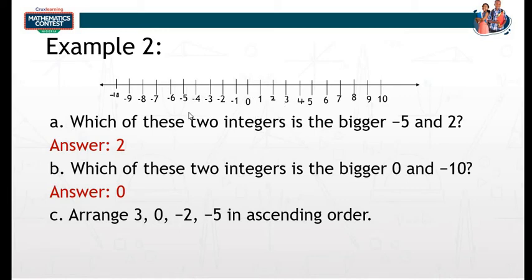So I'm going to pick them that same way. I'll go with minus 5 first, then minus 2, 0, and 3. So this is what I have. Good. Minus 5, minus 2, 0, and 3. You start with the least and finish with the highest. So this is the arrangement in ascending order. Any question?